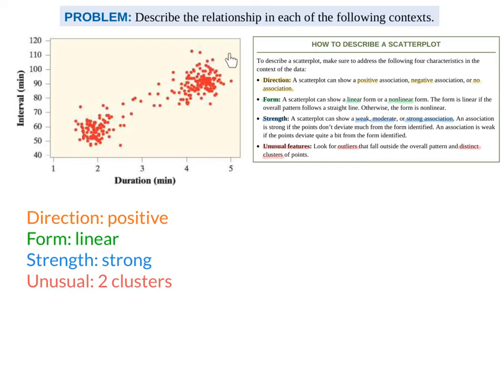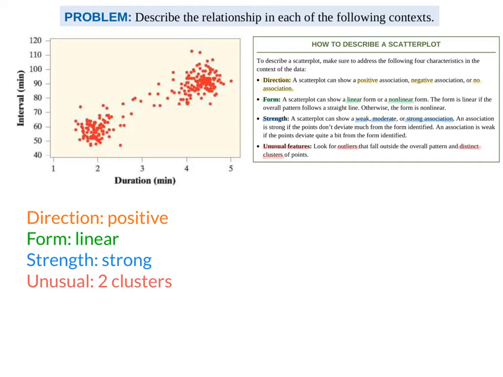which brings me to its form. It's pretty linear. I know it doesn't look like a straight line, but it makes a line if you were going to draw a line of best fit through it. Strength, real strong. The points don't deviate much from the form indicated. There's not a whole bunch of other things happening out here. It's just boop, straight. And then unusual features, there's not a lot of outliers here, so I wouldn't say that there's outliers, but there are two distinct clusters, one here and one here.